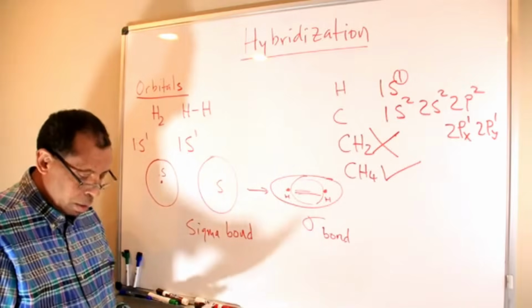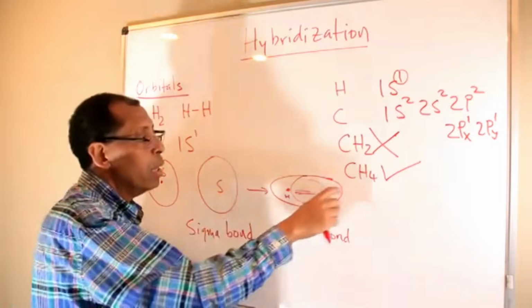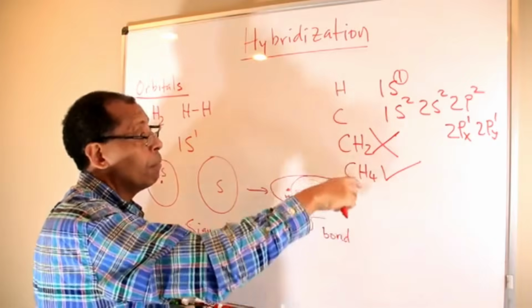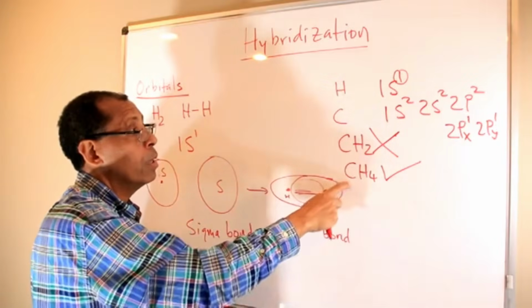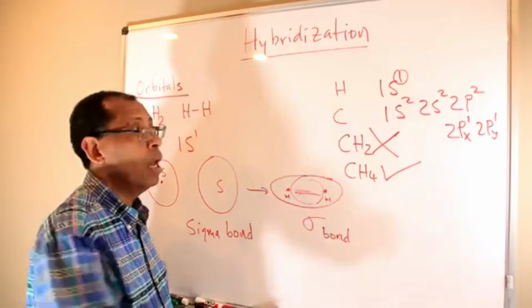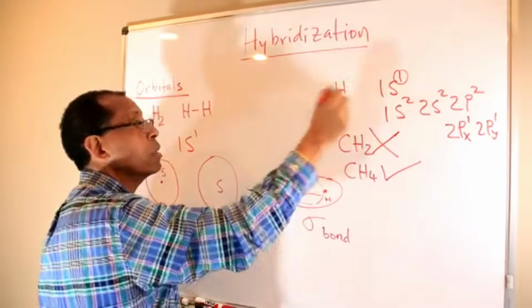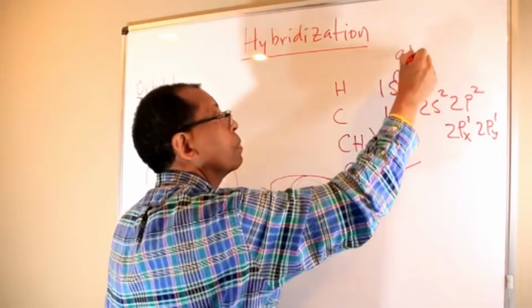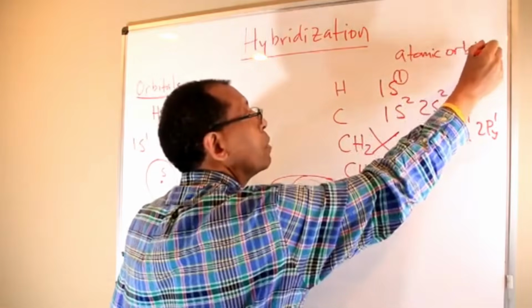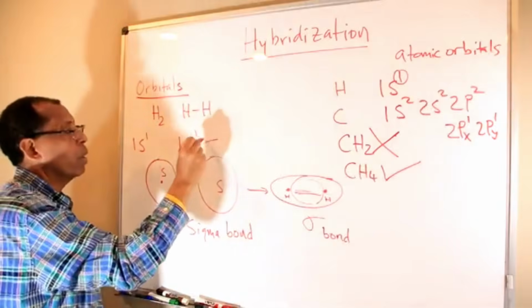Next, we will see a tetrahedral shape that is making a methane compound out of 4 hydrogens and 1 carbon. That is made by hybridized orbitals, not by just the combination of the atomic orbitals. These are atomic orbitals, just as these are atomic orbitals as well.